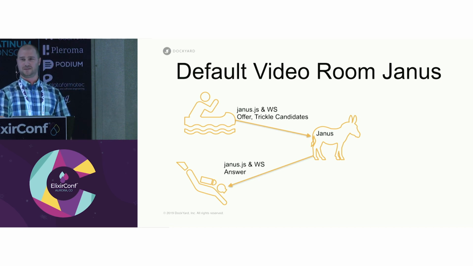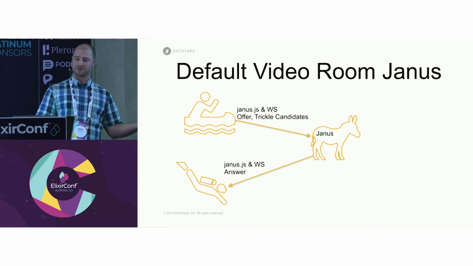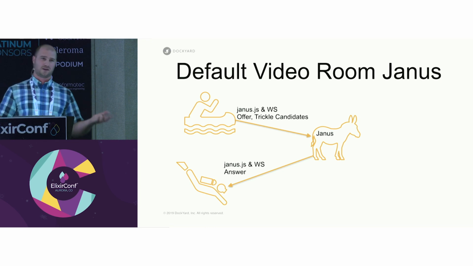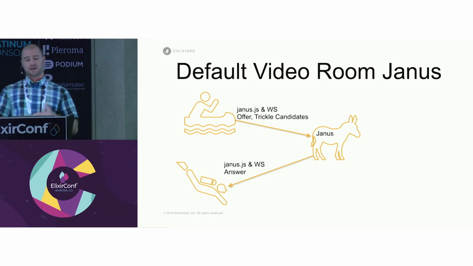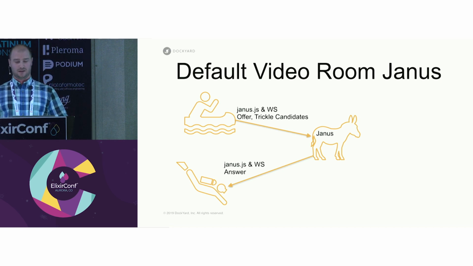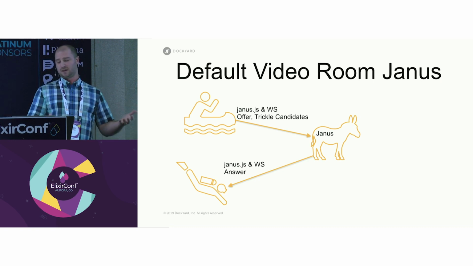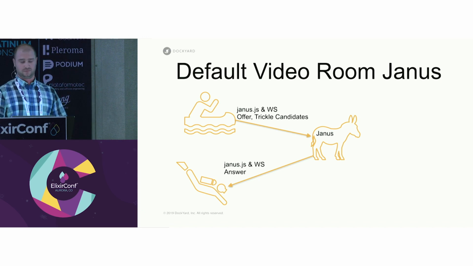I thought you guys would like my graphic here. I was going to go with squares, but I thought I'd have some fun with it. So there's a guy canoeing, and he's a browser, canoeing with his browser. And the oversimple graphic is Janus.js, WebSockets, or it also has long polling. Sends an offer, trickle candidates. Janus is a mule because it's a workhorse, or work mule. And then it communicates back to the other candidate, the other peer, and sends an answer. That's a very, very, very simple diagram.